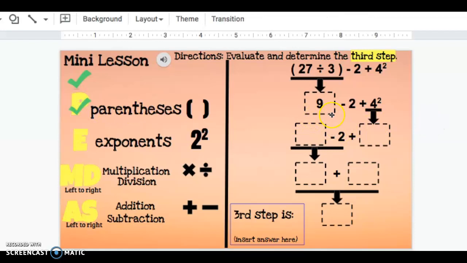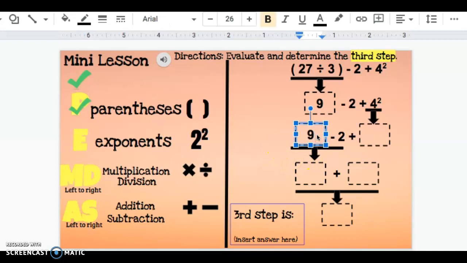Now I look at 9 minus 2 plus 4 squared. I put this 9 here. Remember, don't get confused by that. I couldn't put it there because then it would give you the answer, and I want to make sure we are doing the work. So I put my 9 here because that's what's up here.